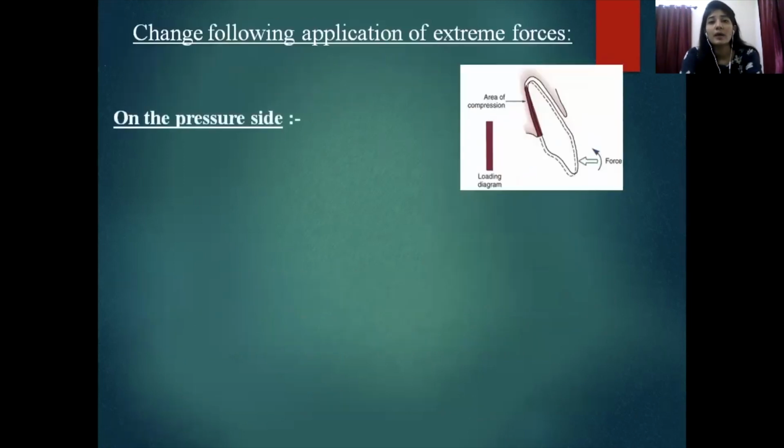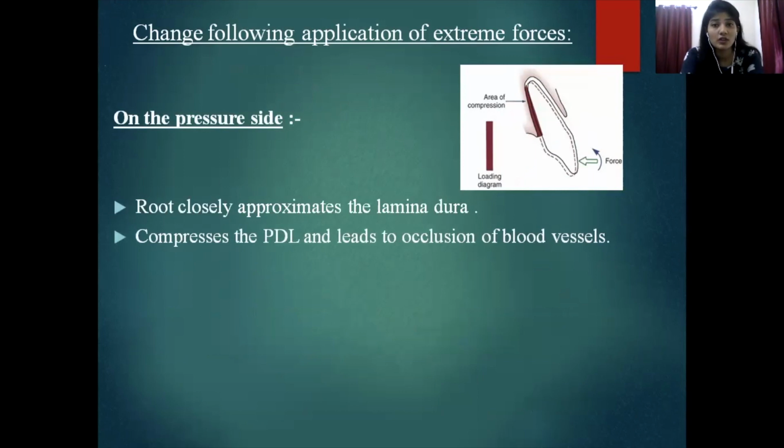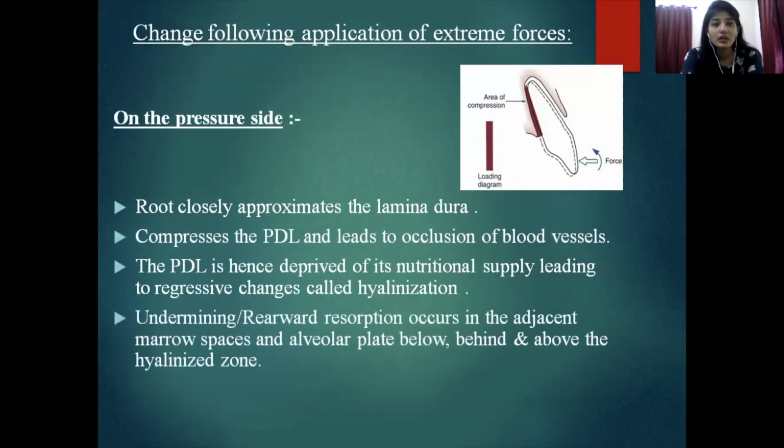The changes following the application of extreme forces, what is going to happen? On the pressure side, the root closely approximates the lamina dura. There is compression of the PDL that leads to the occlusion of the blood vessels. The PDL hence is going to get deprived of the nutritional supply, leading to regressive changes that are called hyalinization. The undermining or rearward resorption occurs in the adjacent marrow space and the alveolar plate below, behind and above the hyalinized zone.